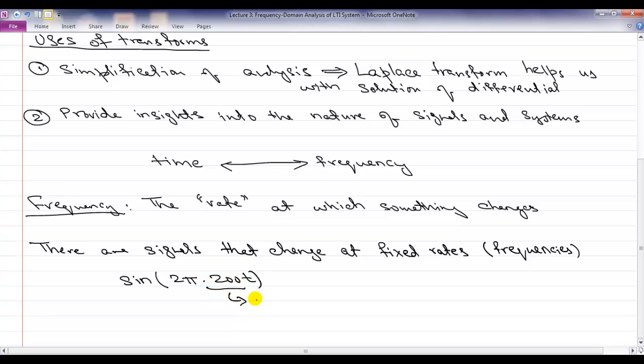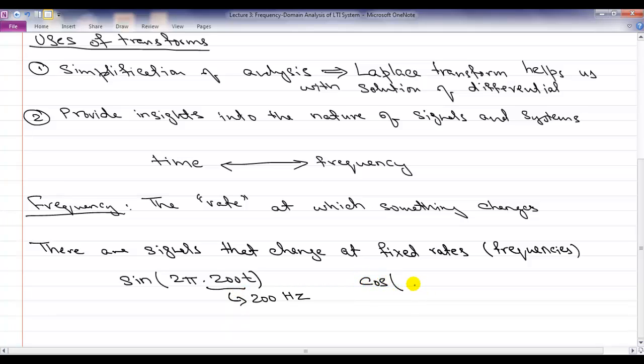The rate at which it is changing is 200 hertz, which means it completes its cycle 200 times every second. Right? Cycles per second, that's what hertz is. And you can, of course, convert it to radians, which is just 2 pi times 200 radians per second.